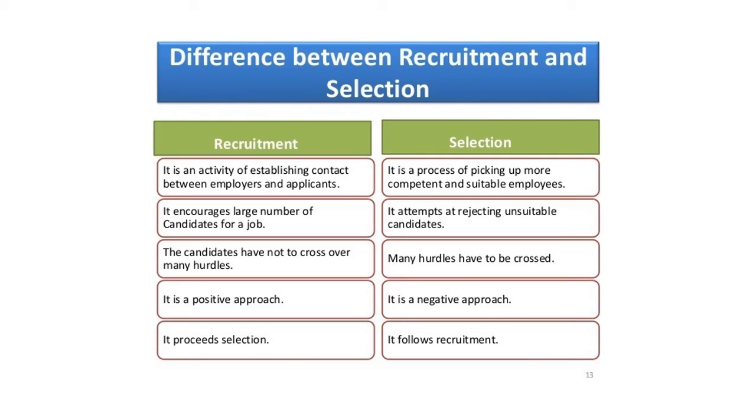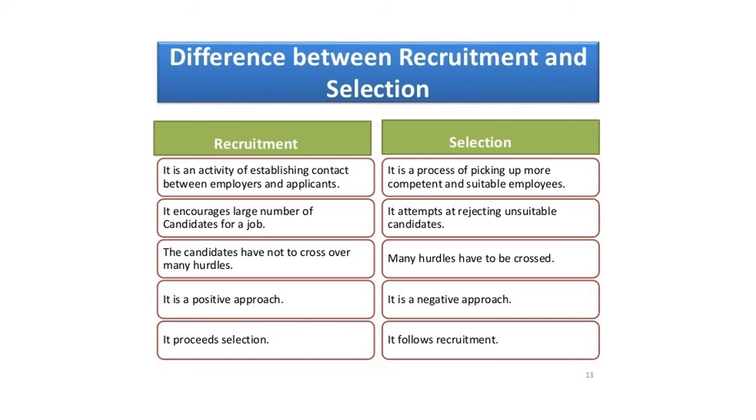Now the next point is purpose. What is the purpose of recruitment and what is the purpose of selection? So come to recruitment. The purpose of recruitment is to attract the maximum number of candidates to the vacant post. Now selection. The purpose of selection is to choose the most suitable candidate for filling the vacant post. Now nature. Recruitment is a positive process. Selection is a negative process. What does that mean? We require only one person, but for the post there are so many applicants, so we have to hire only one.